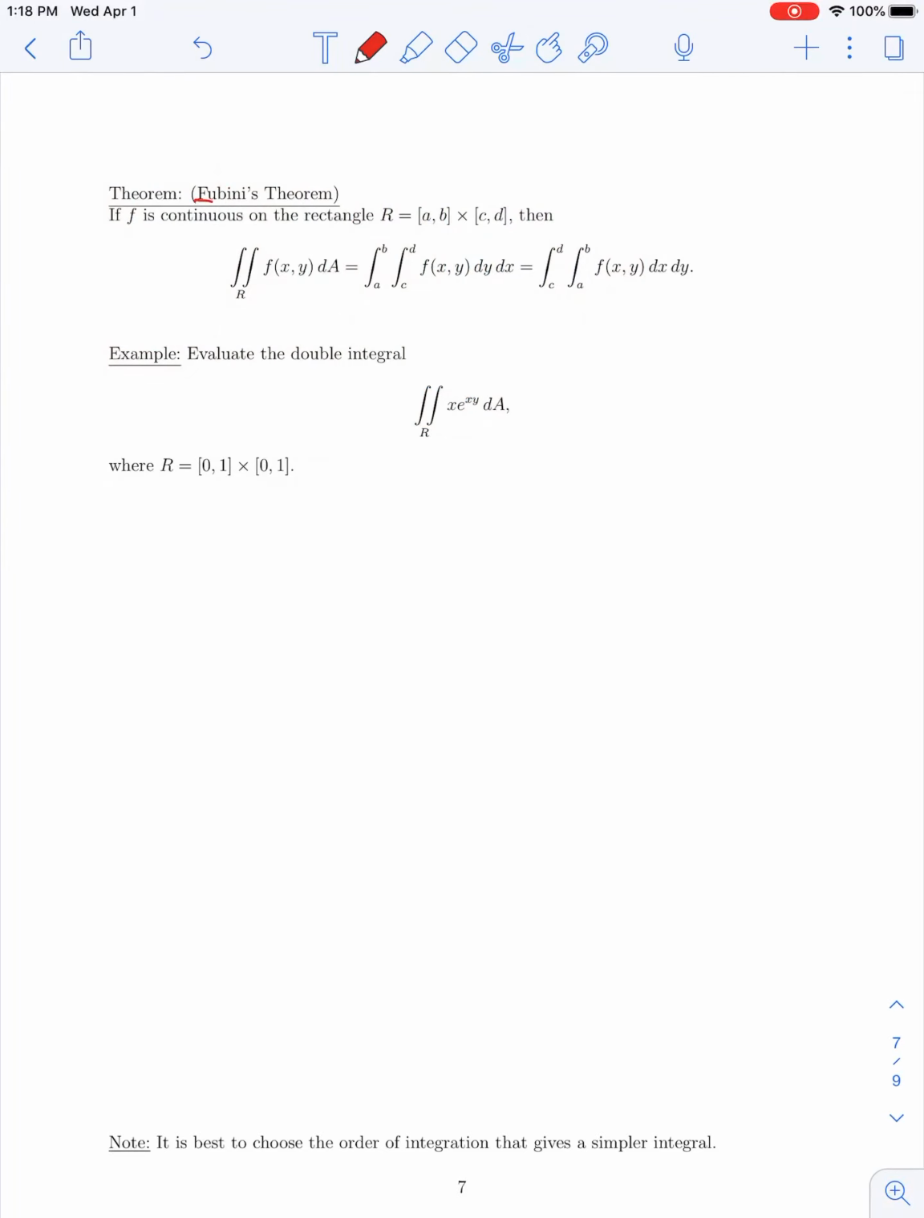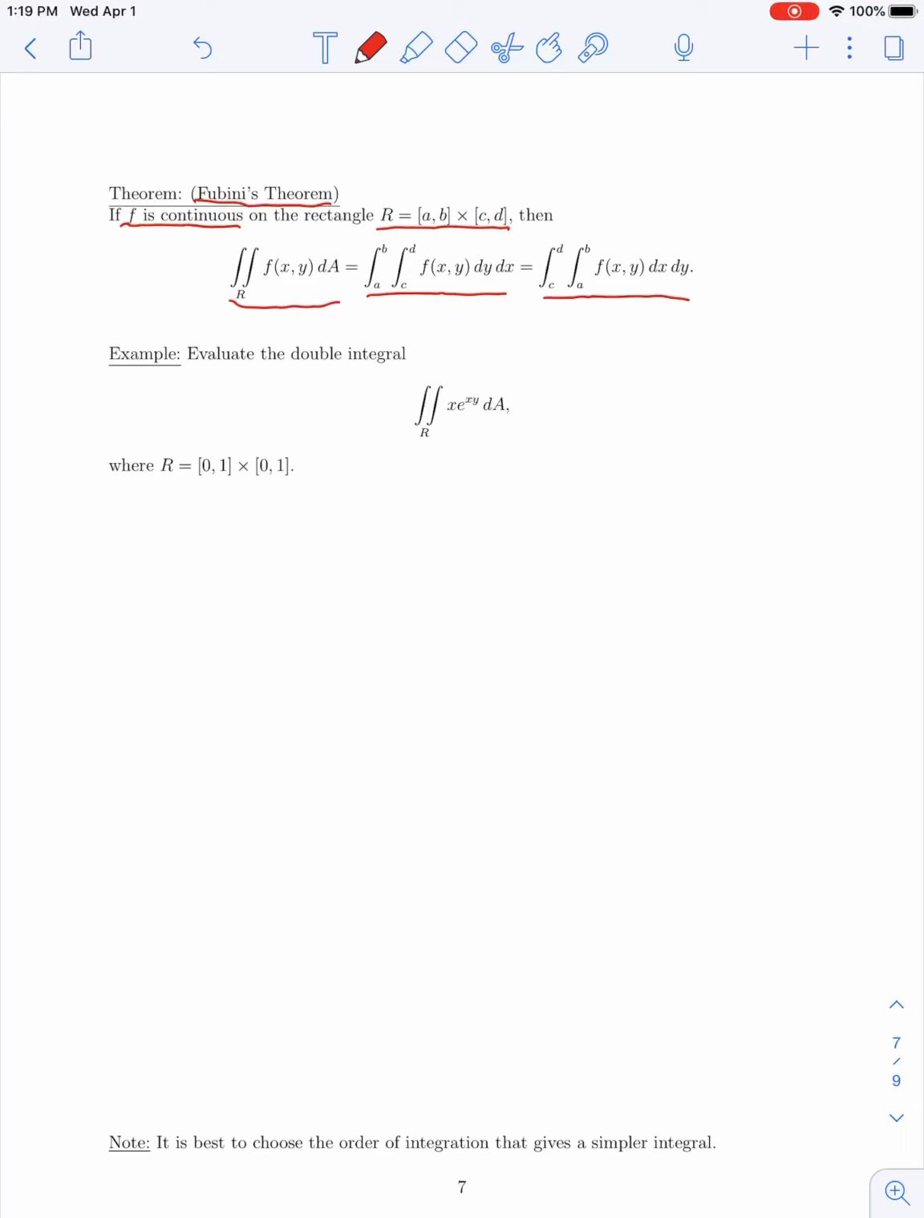It says, yes, these two iterated integrals will always be equal as long as our function f that we're integrating is continuous over our rectangle. So this result is known as Fubini's Theorem. And it says if our function f is continuous over the rectangle R, defined as [a,b] cross [c,d], then the double integral of our function f over that rectangle is equal to the iterated integral of our function f in the order dy dx, or the integral of our function f in the order dx dy.